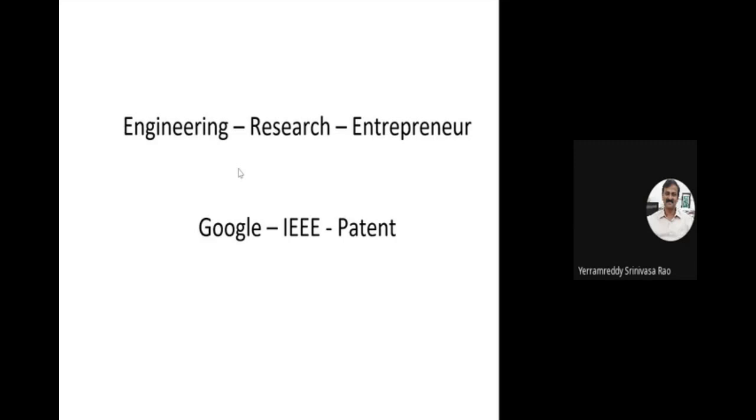It's not available in the public domain, not on IEEE websites, not on Google search, nowhere, no articles, no blogs. There is something confidential, and that confidentiality is nowhere else. It is with me. Now I want to do business. So how do I protect my confidentiality so that nobody will claim, hey, I also have the idea? So there is something called a patent.